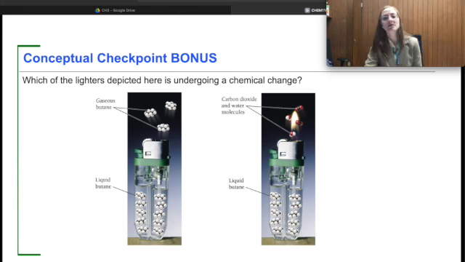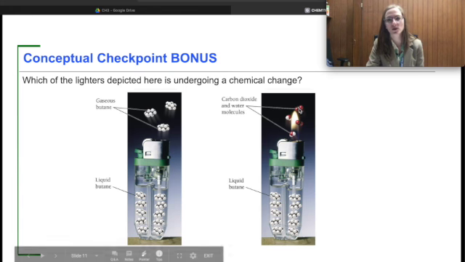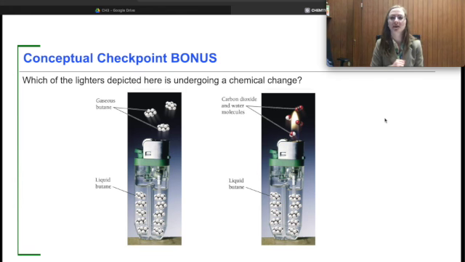So here's a bonus conceptual checkpoint. Go ahead and take a look at this. Which one of these lighters, the one on the left or the one on the right, actually depicts a chemical change? Go ahead and pause, and then when you come back, I'll tell you why it works.